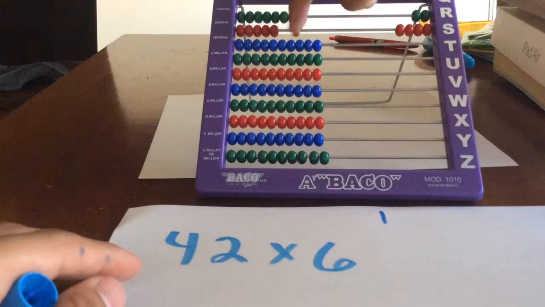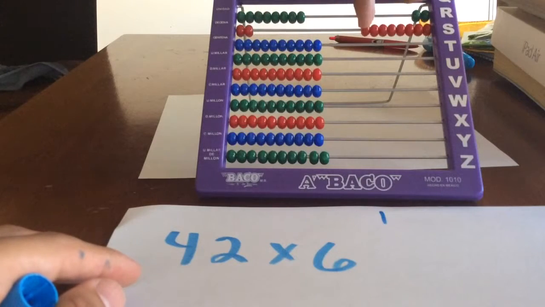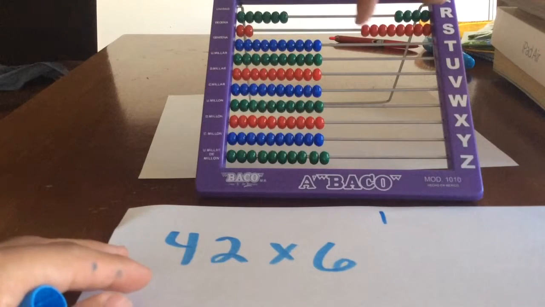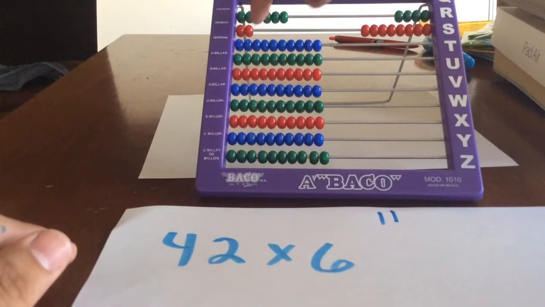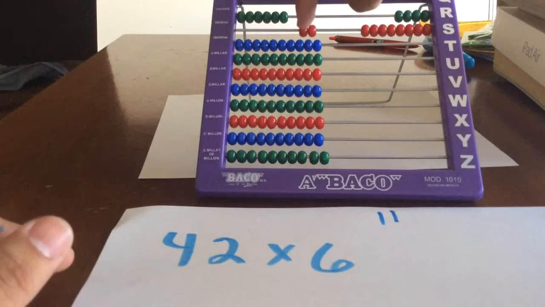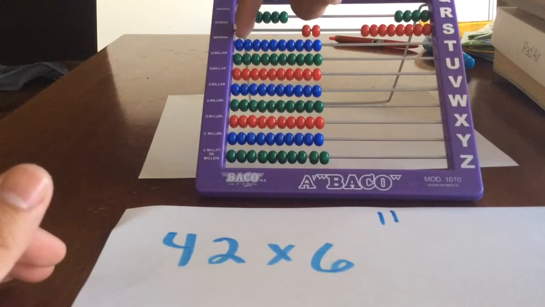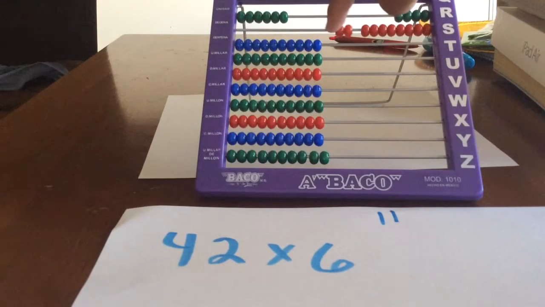Now, 1, 2, 3, 4. 1, 2. That's my second 42. Now, 1, 2, 20. Oh, I was only able to count 20 because I ran out of tens, right? So I counted 20 so far. I need to count 42. So I need to still count 22.